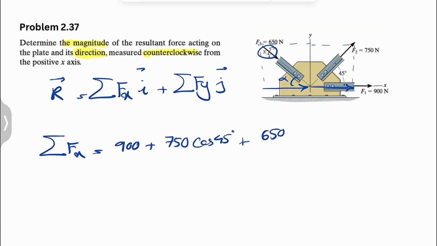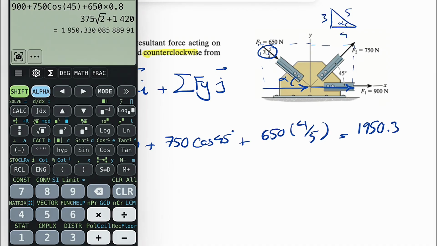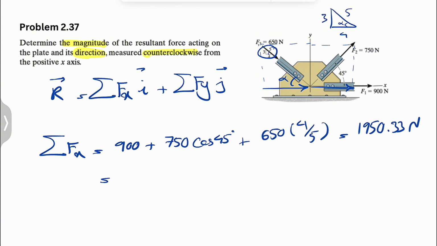So let's just show it a little bit bigger. We have this angle here, alpha, and we have information about the sides, 3, 4, 5. So cosine of alpha would be 4 divided by 5, so times 4 divided by 5, and this is going to give us the x component. Let's see what we get. So 900 plus 750 cosine of 45 plus 650 times 4 divided by 5, which is 0.8. That's going to give us 1950.33. The unit will be newtons, and that's going to be the x component.